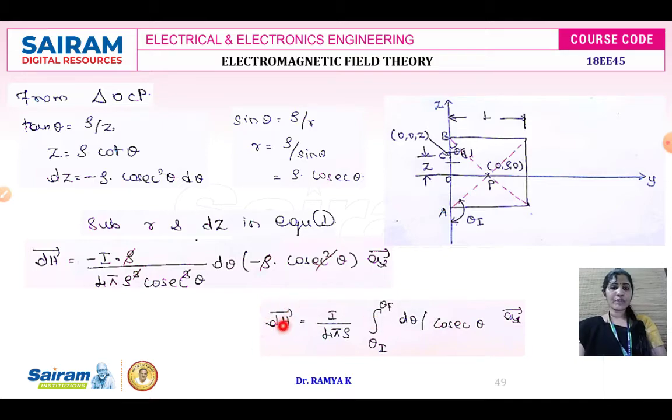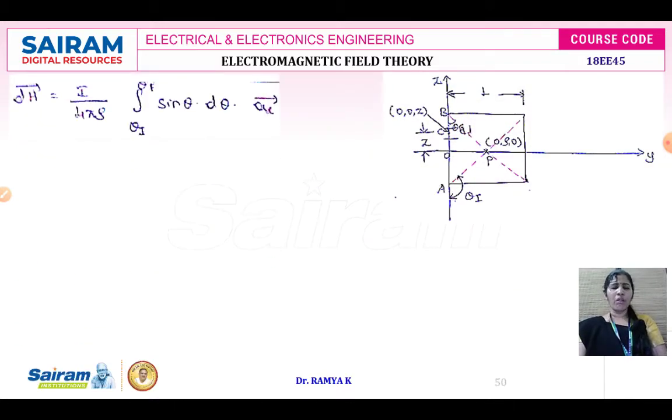If you want to remove this differentiation, we need to integrate it. The integration is done with respect to theta. The theta value varies from theta i to theta f. Theta i is the initial value of the angle made from point A, and theta f is the final angle made at point B.